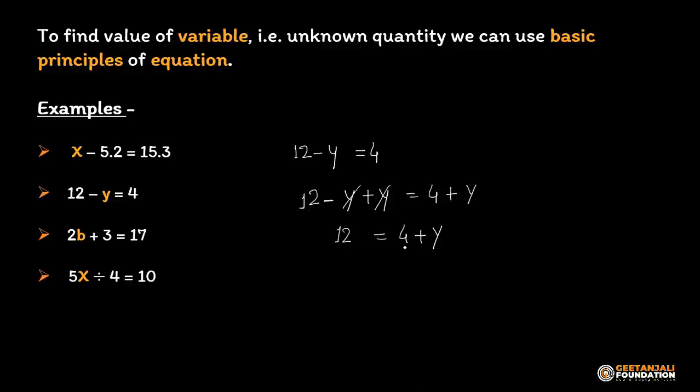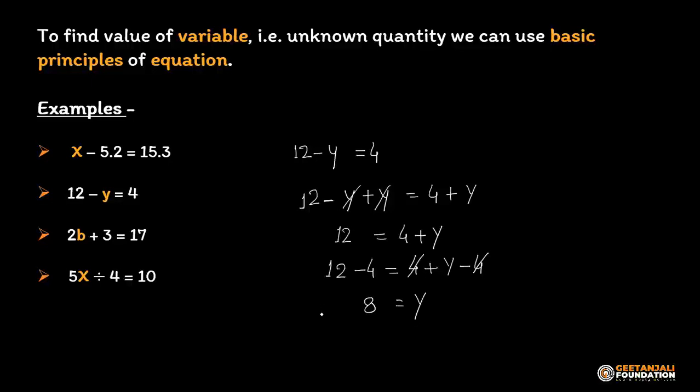Now I don't want this 4 here because I want the value of y only. So I will subtract 4 from both sides. I have subtracted 4 from here and also subtracted 4 from the other side. So these two will get cancelled, and you will get the value of y, which equals 8.